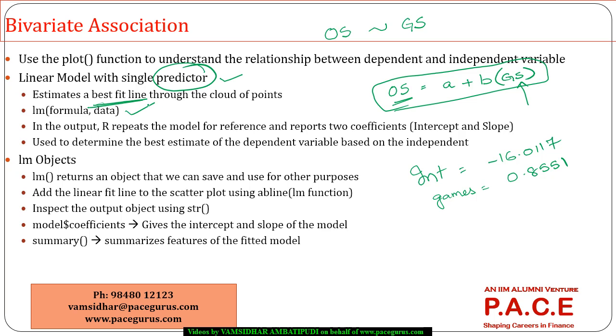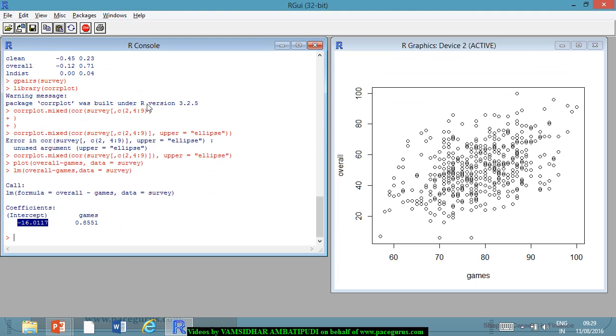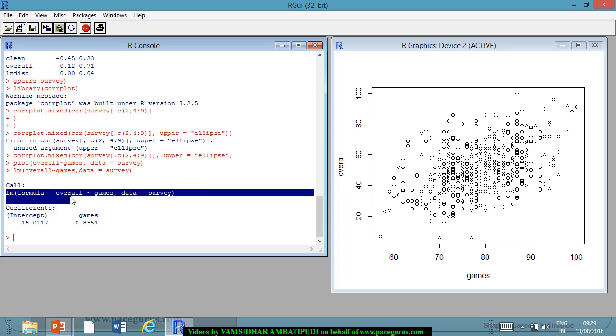Now I can check out the output, right? So this is what it gives. It is giving me the formula that I have written: lm, the formula is overall tilde games and the data is survey. Based on this, these are the values that are typically computed.